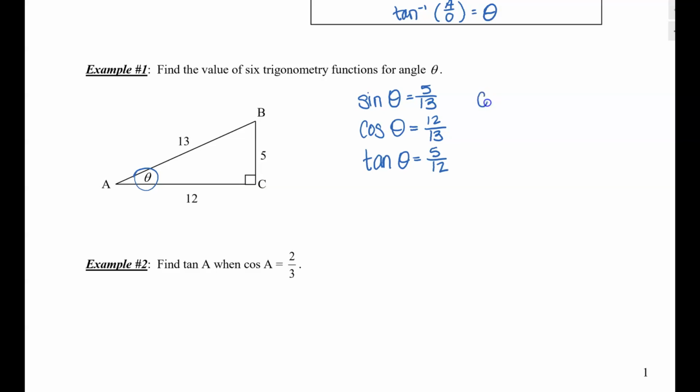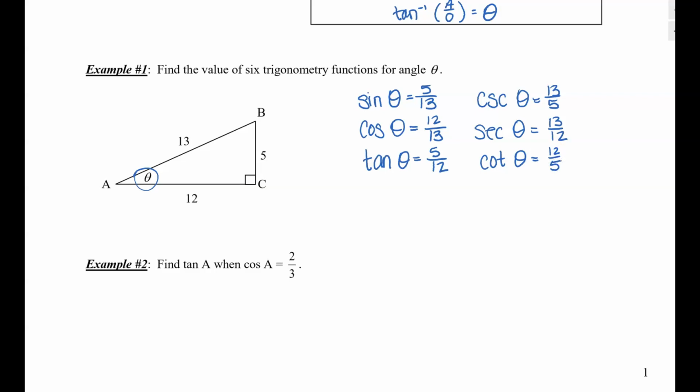The reciprocal, cosecant of theta, is the reciprocal of sine, so 13 over 5. Secant of theta is the reciprocal of cosine, so 13 over 12. And the cotangent of theta is the reciprocal of tangent, so it's 12 over 5.